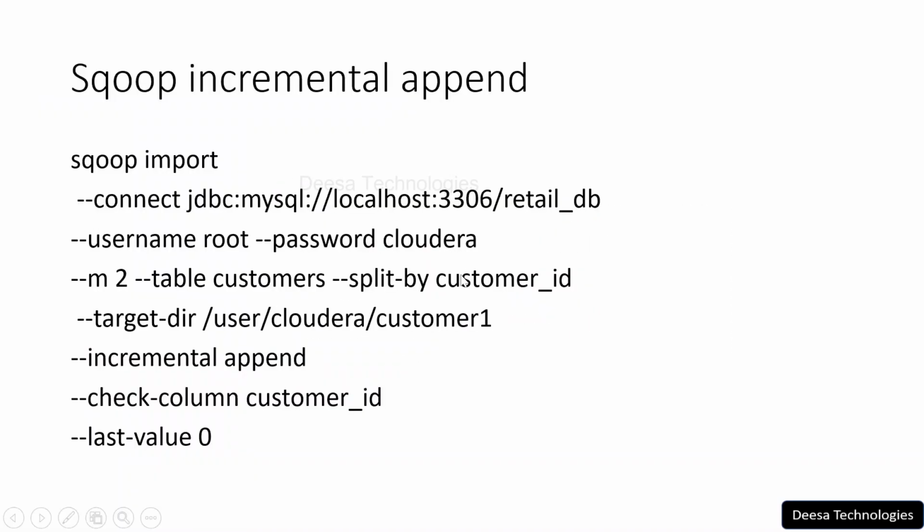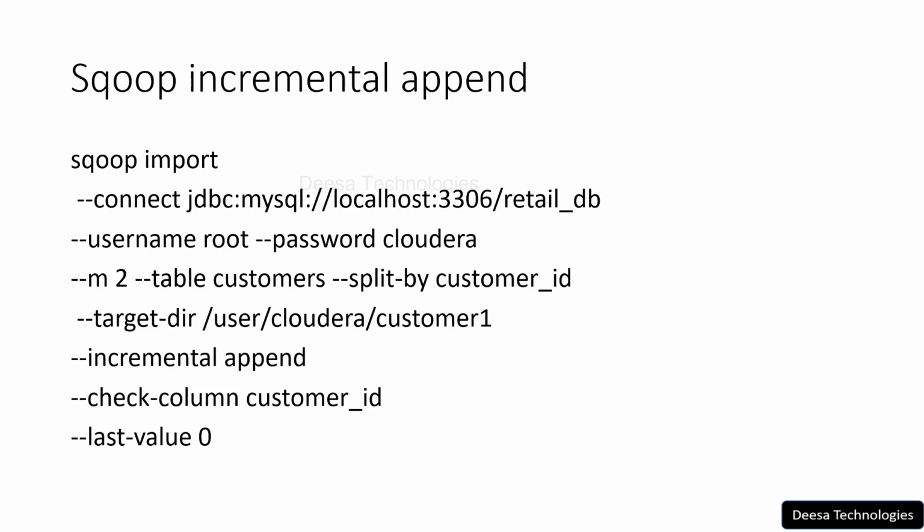So this is the command for incremental append. Again, most of it is similar. We start with Sqoop import. We have the connect identifier. You give the username, the password, the number of mappers, the table name, the split by, and the target. The last three are the options which are different. One is incremental append. This signifies that we want to do an incremental append.